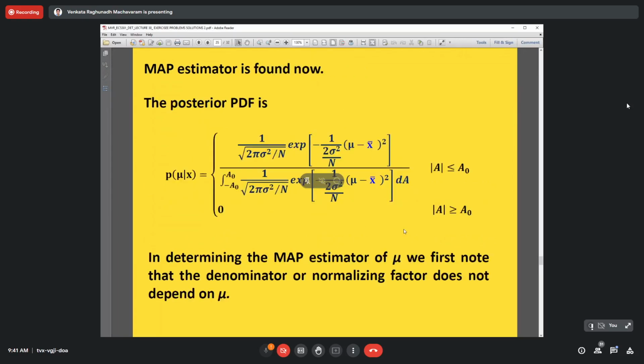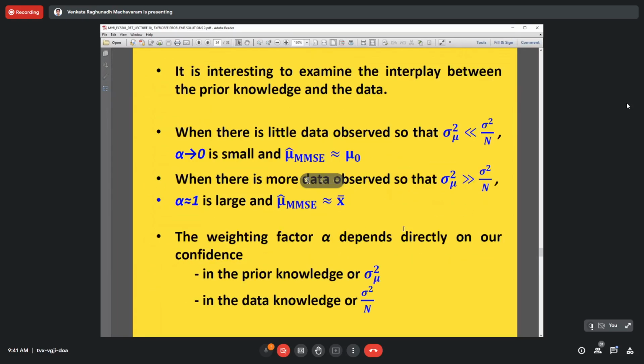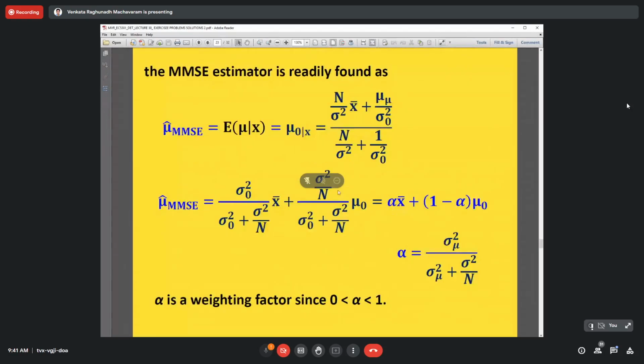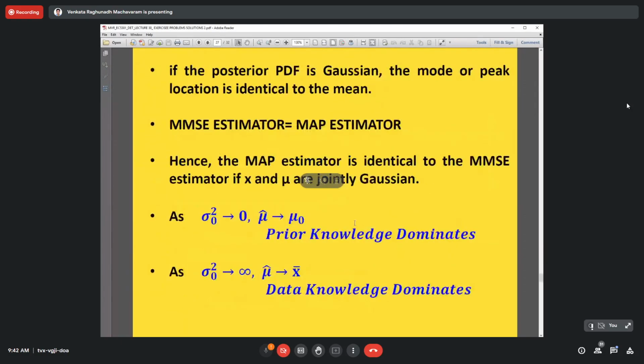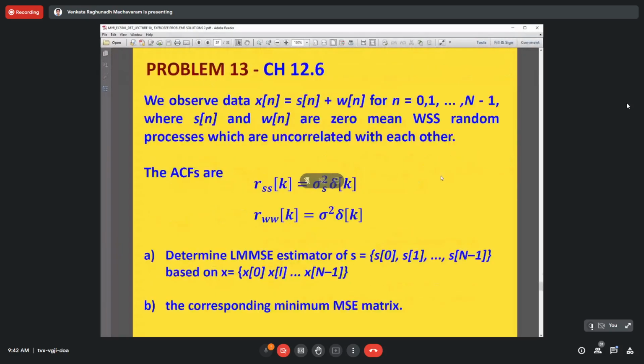So the minimum mean square error estimator is difficult to obtain because you need to do some integration and obtain these values, mu, alpha values, all these things. So the minimum mean square or MAP estimators are both the same, identical, if both are jointly Gaussian. Okay.